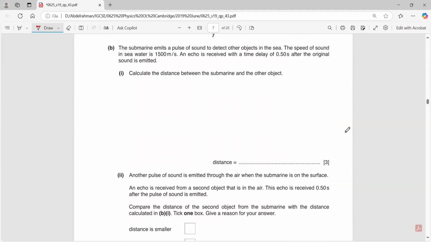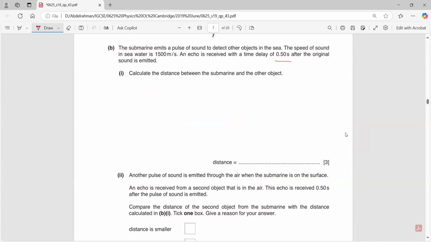The submarine emits a pulse of sound to detect other objects in the sea. The speed of the sound in the seawater is 1,500. The echo is received with a time delay of 0.5 seconds after the original sound is emitted. So basically, this is an echo. Can I find the distance?